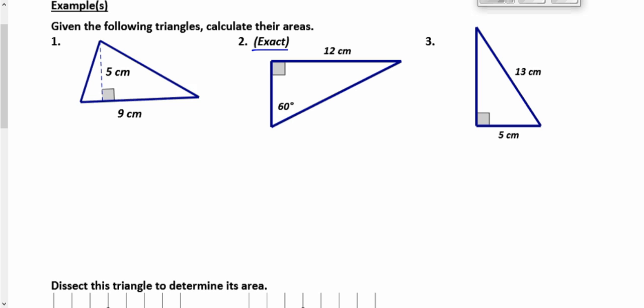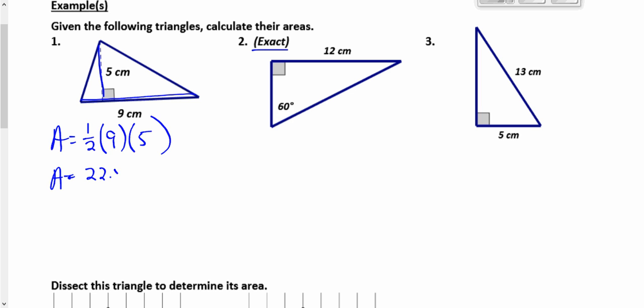Okay, in the first one, if you've got 22.5 square centimeters, you are correct. We do have a base and height perpendicular to one another. We can use those. So area equals 1/2 times 9 times 5. So our area equals 22.5 square centimeters.